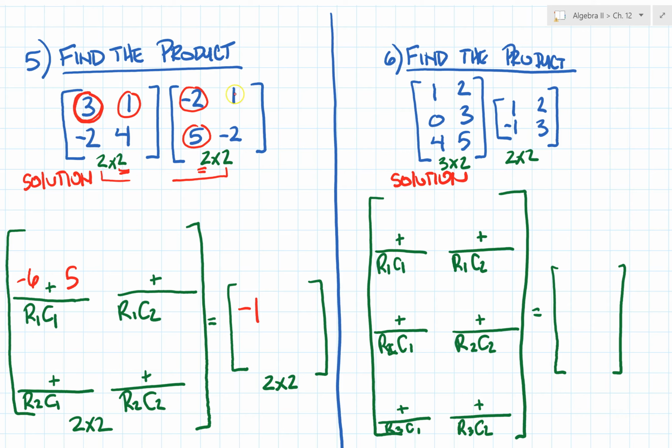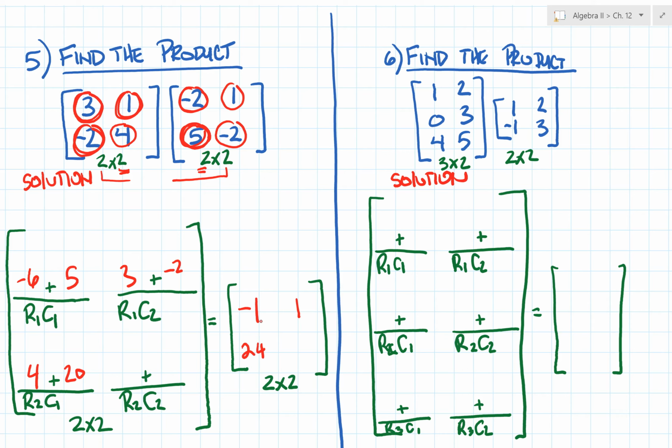Okay, I take 3 times 1. That's 3. I take 1 times negative 2. That's negative 2. 3 minus 2 is 1. Then I take negative 2 times negative 2, that's 4. Then I take 4 times the 5, and that gives me 20. My bad. That number is going to be 24.